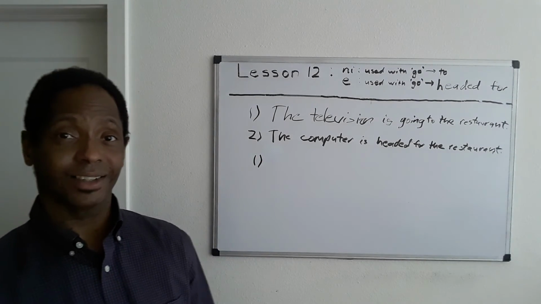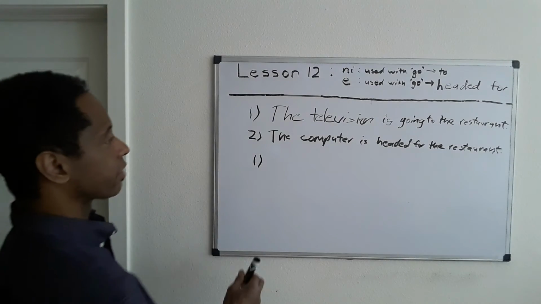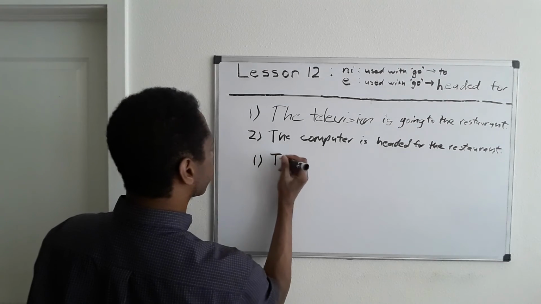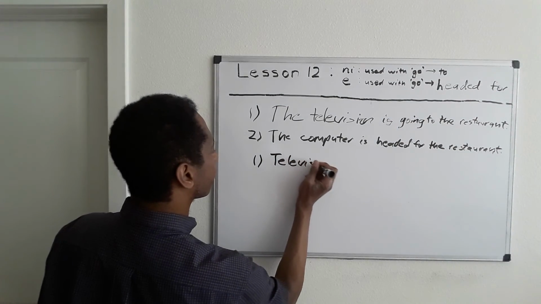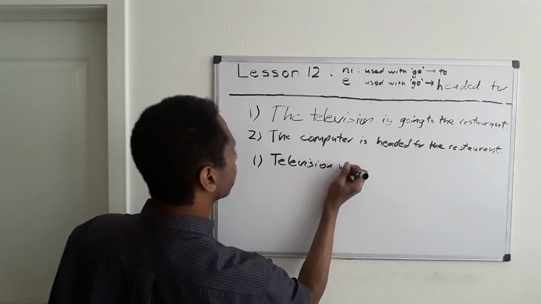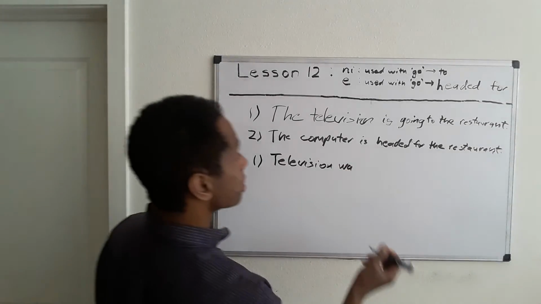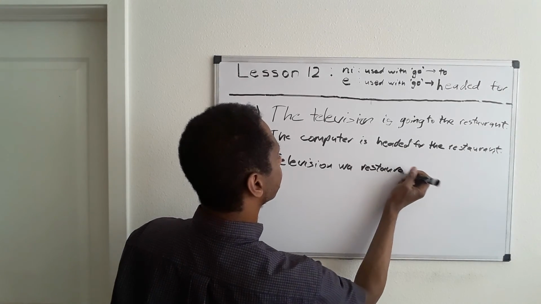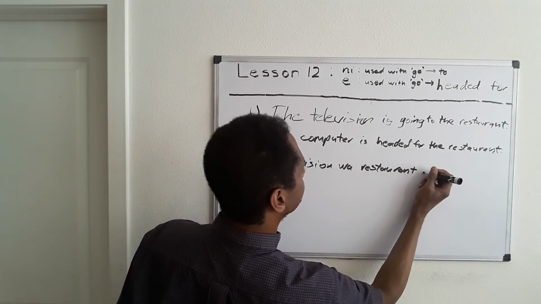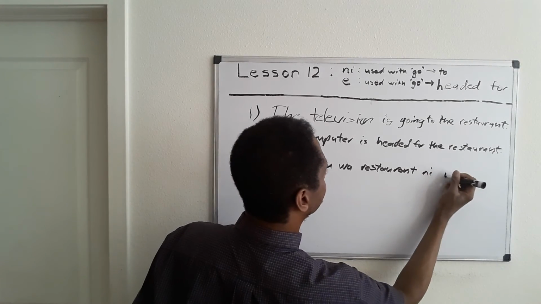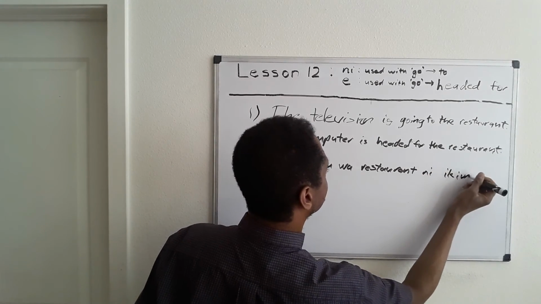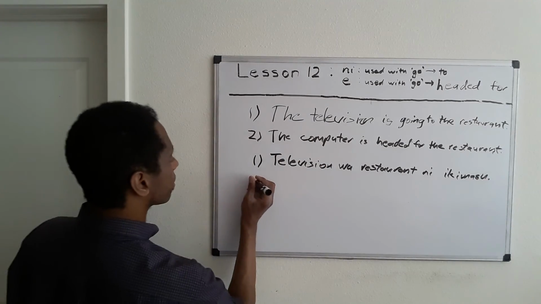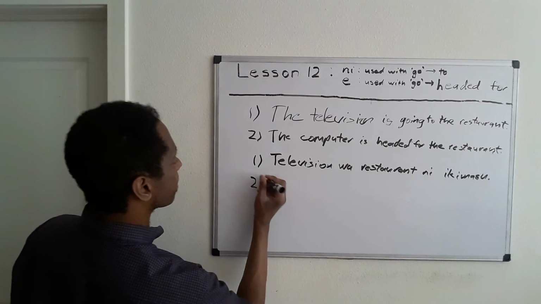Okay, ready? Let's go over it. First one. The television is going to the restaurant. Television wa restaurant ni ikimasu. Don't worry about this verb ikimasu. We'll go over it later. But the main issue is ni and e.